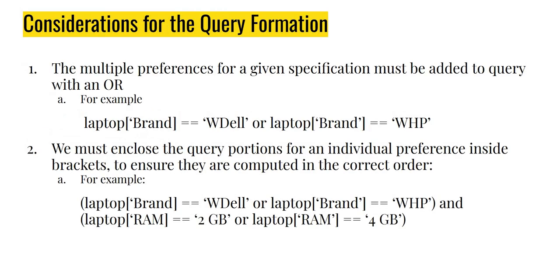So let's take some examples. Let's say the user is okay with perhaps brand being WDEL or brand being WHP. Now clearly when we add this to the query, we must put this with an OR because laptop brand being WDEL is also okay, and laptop brand being WHP is also okay. So clearly this has to go in an OR because with an OR condition, either of these can be true and the whole condition is considered true.